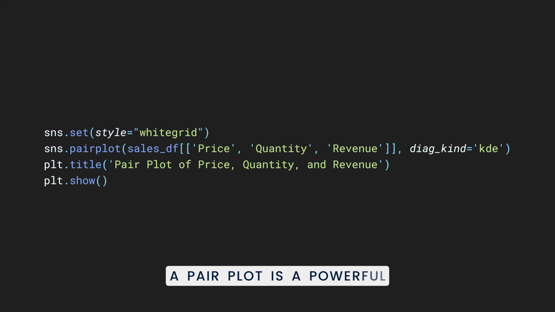A pair plot is a powerful way to visualize relationships between multiple variables simultaneously. The sns.pairplot function creates a grid of scatter plots showing all pairwise relationships between numeric variables in the data frame. Along the diagonal, it shows the distribution of each variable. The hue equals category parameter allows you to color the points based on a categorical variable, making it easier to identify patterns and clusters. Pair plots are particularly useful for exploratory data analysis, as they help you quickly identify correlations, trends, and potential outliers in your data.